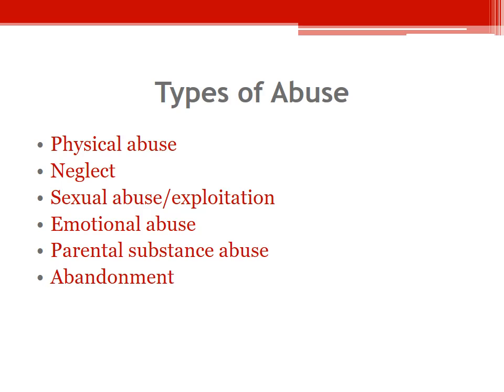But these include sexual abuse and exploitation, emotional abuse, parental substance abuse, which can certainly, especially in utero, create addictions in children and can create a very dangerous environment for children. And finally, abandonment, which is really kind of a form of neglect as well.